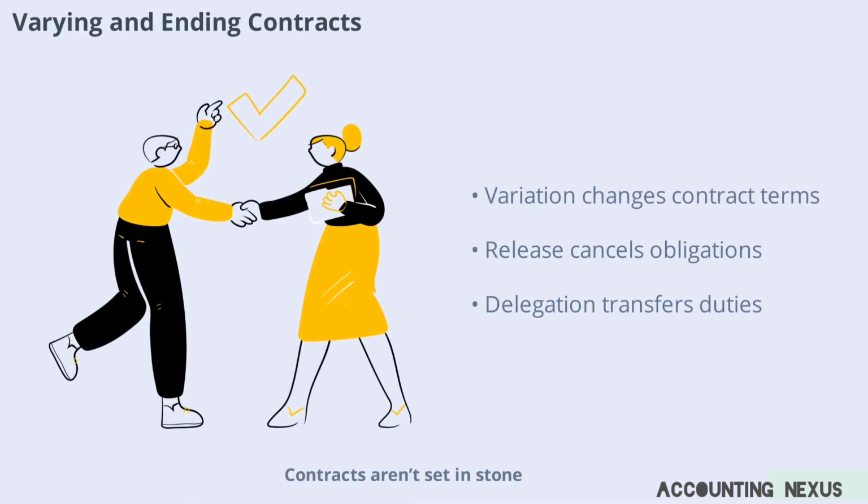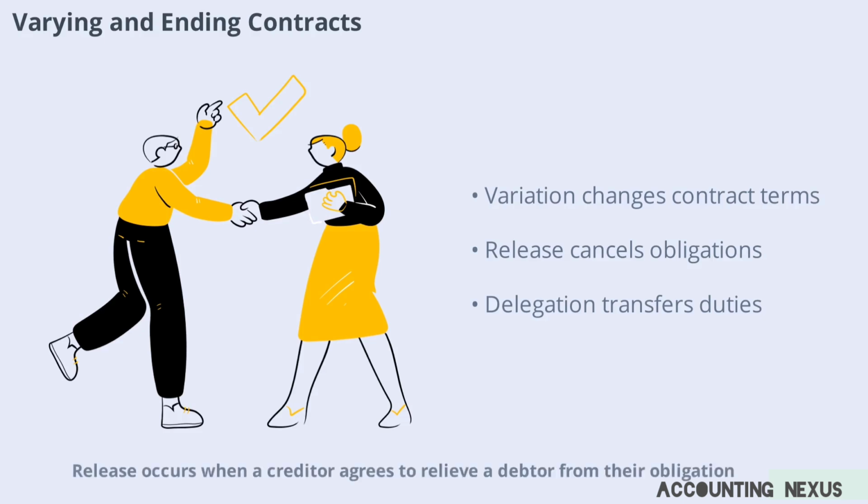Contracts aren't set in stone. Parties can agree to vary or end their rights and duties in several ways. Variation means changing the terms of the contract, such as adjusting the amount owed or the services provided. Release occurs when a creditor agrees to relieve a debtor from their obligation, effectively canceling the debt. Delegation allows a debtor to transfer their duty to someone else with the creditor's consent.